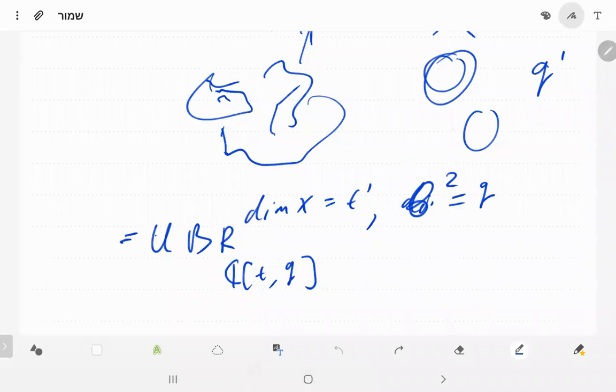This is a very nice category, so we put it like this, which is closely related to the category of representations of U_q(GL_t). Rep of U_q(GL_t).